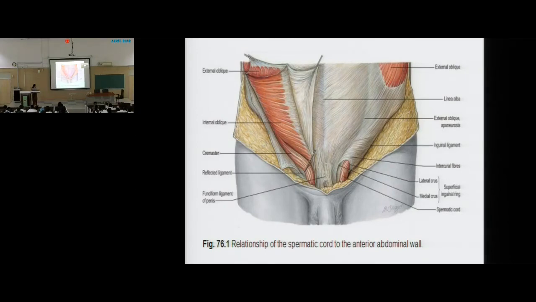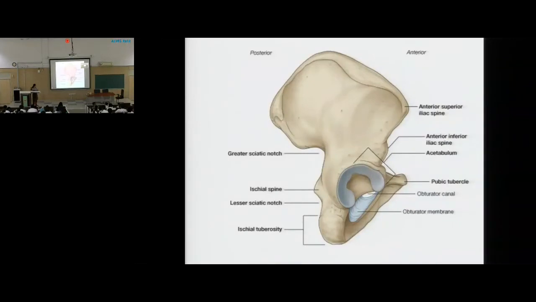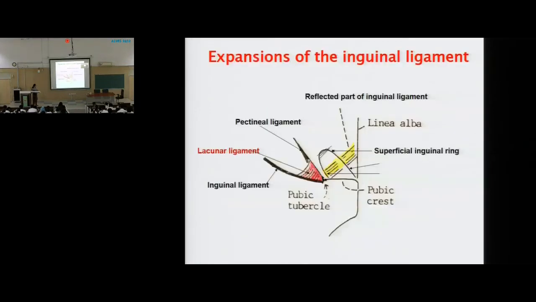External oblique aponeurosis is clear, and the superficial fascia is being removed here. We'll talk again to this. I've shown you the pubic tubercle there, so I need not show it here. Again, this is the superficial inguinal ring, a schematic diagram to show you this.